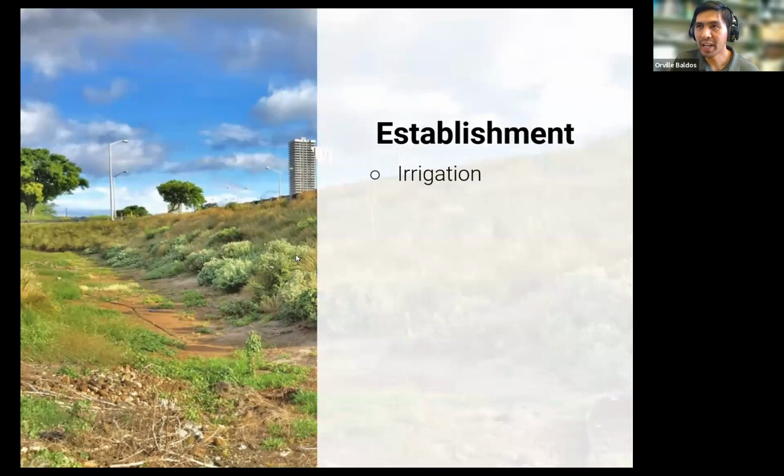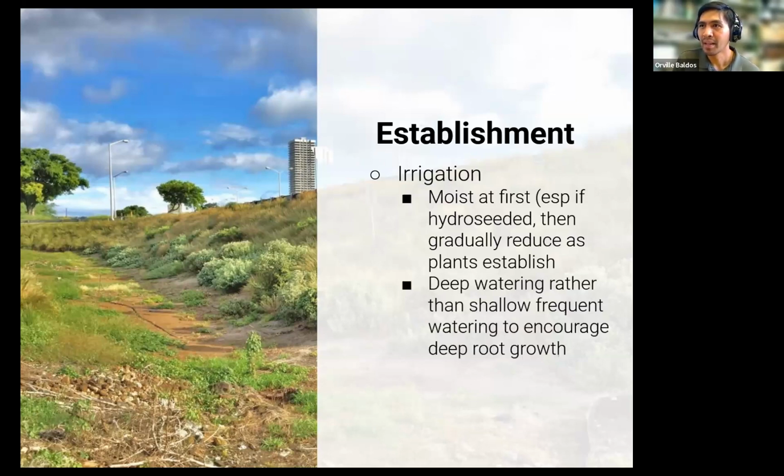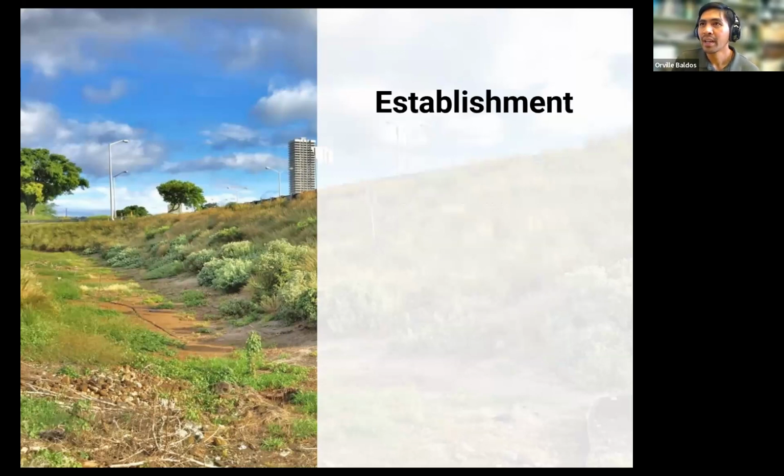So some notes on irrigation. If you're direct seeding, you want to keep the site moist at first, and then you want to gradually establish the plant. So reduce the irrigation frequency so that you have fewer weed problems. I would also recommend deep watering rather than shallow and frequent watering to encourage deeper root growth.